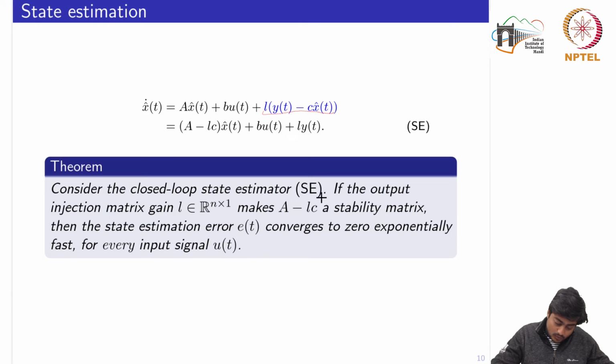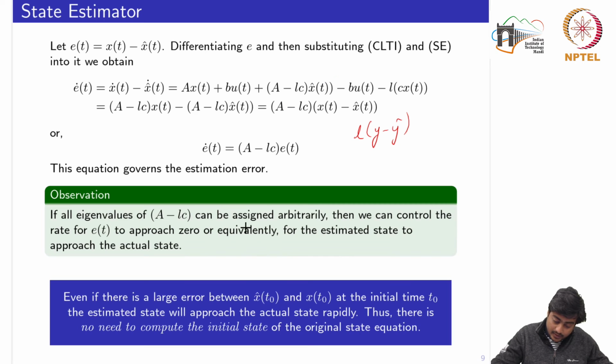So we call it the output injection matrix gain L, or we can call it a vector also, that makes A minus L times C a stability matrix. Then the state estimation error e(t) converges to 0 exponentially fast for every input signal u(t). We say for every signal because we have seen that the influence of the u signal onto the error signal is nullified or cancelled. That's why we can put any u, and the state estimation error would not be affected.